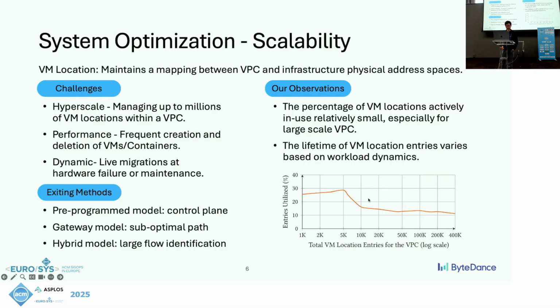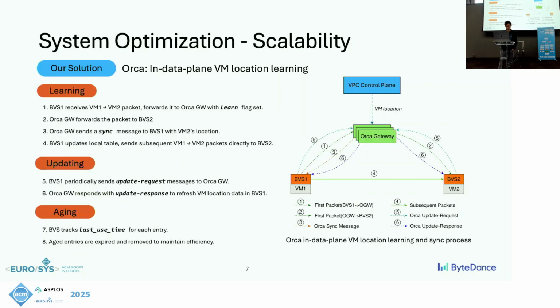Another observation we are seeing is that within one VPC, the percentage of VM location entries being used is relatively small. So even if you have 1 million VMs in the VPC, it doesn't mean all the 1 million VM location table entries are being used at the same time, right? Especially since all these entries are spread across all the different compute servers.